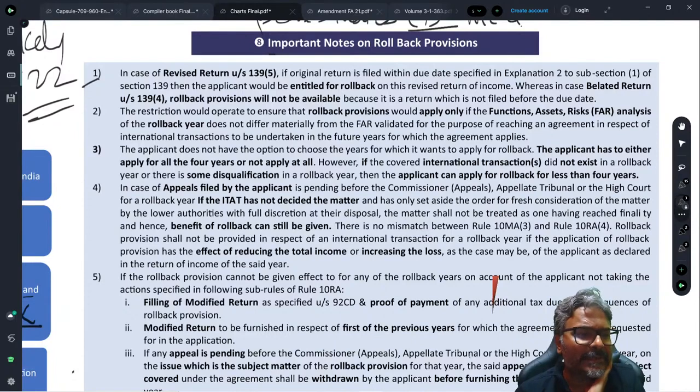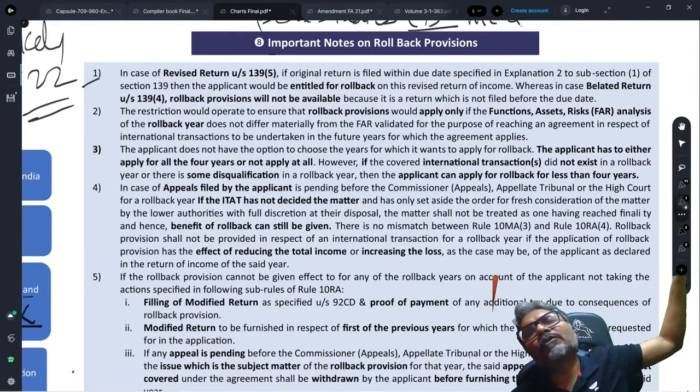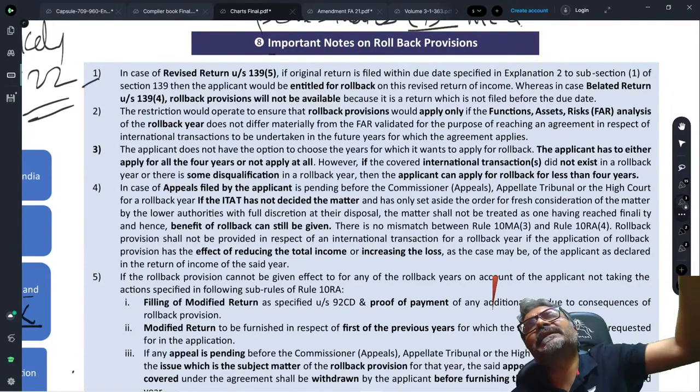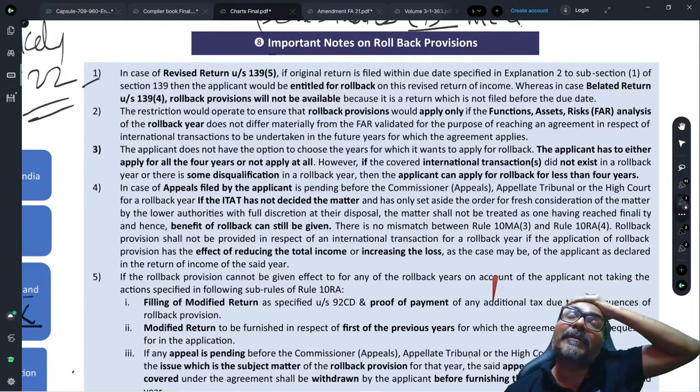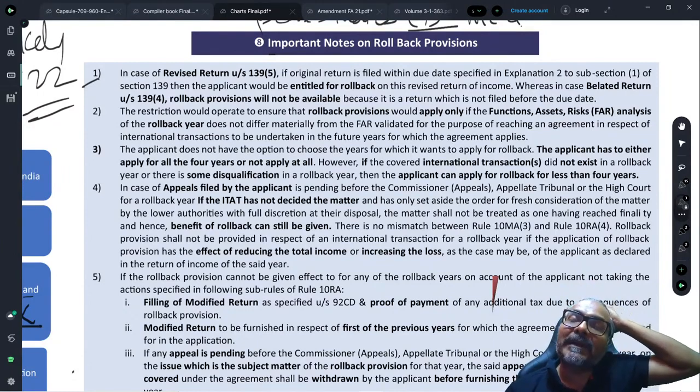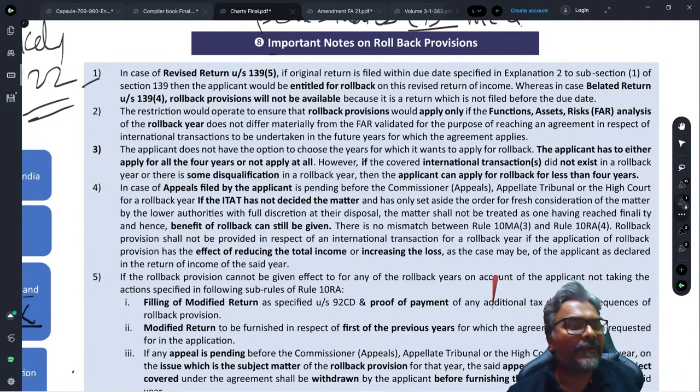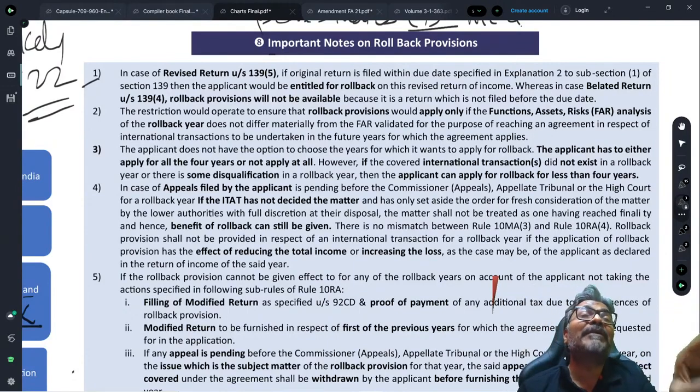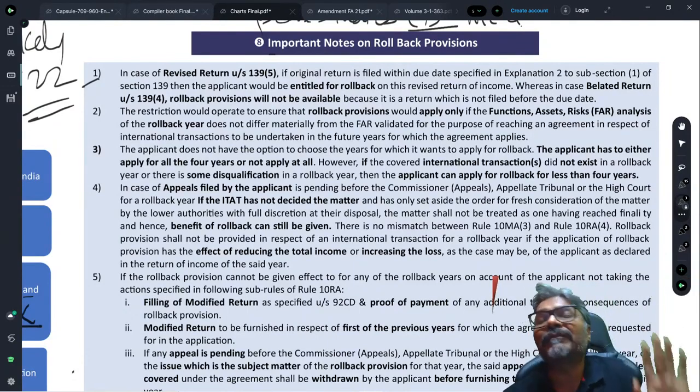So if both these returns can be revised, the next question that comes is this. In this context, supposedly, students, I have filed for that rollback year the ROI under section 139.4. And thereafter, I am revising this return under 139.5. Whether the rollback benefit is applicable to me? Whether I will be eligible to take up the rollback benefit? Answer is no. I have told you already, and I am saying it for the last time, that the rollback benefit is available only if you have filed the return within the due date of 139.1.